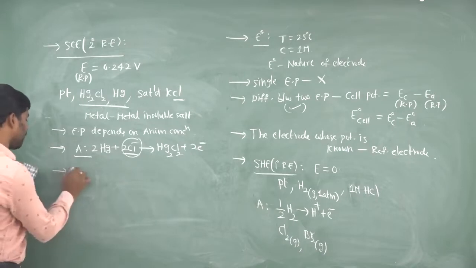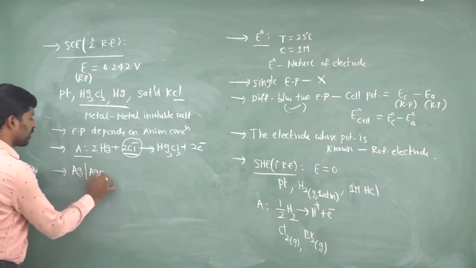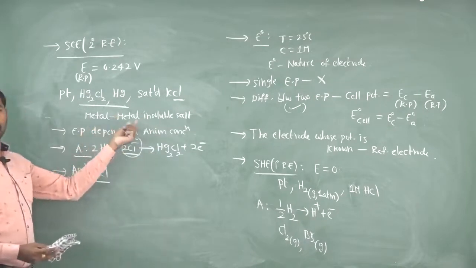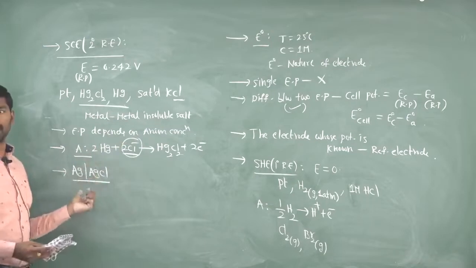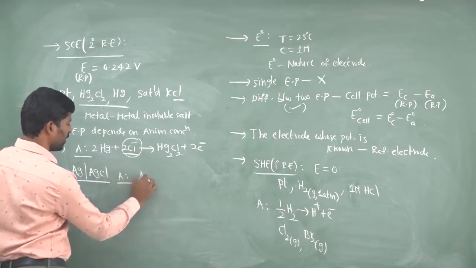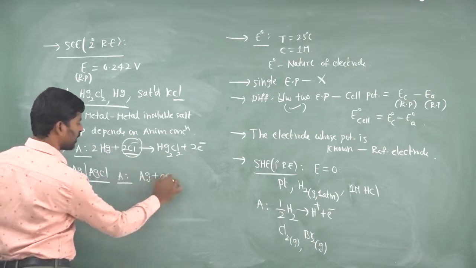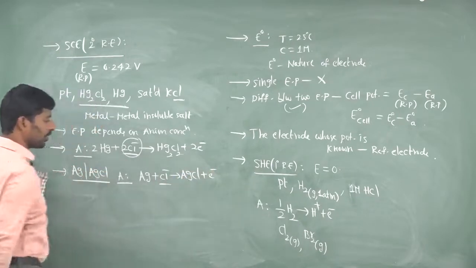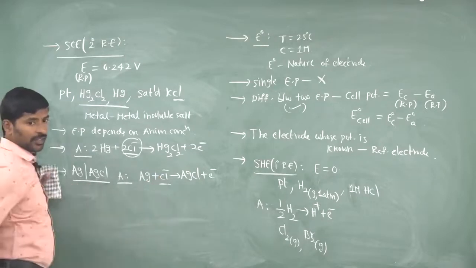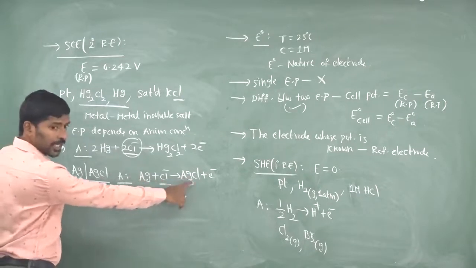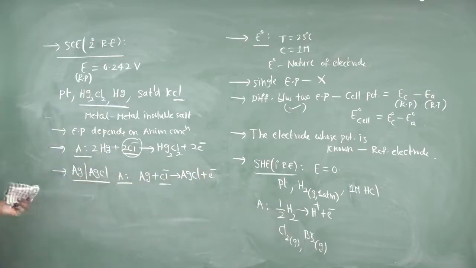Similarly, silver chloride is also an example of a metal insoluble salt electrode. Generally, metal insoluble salt electrodes can also be used as reference electrodes. If you take silver chloride at anode, the reaction is Ag plus Cl minus gives AgCl plus electron. Here also electrode potential depends on Cl minus ion concentration. If you take silver bromide, Ag plus Br minus gives AgBr plus electron, and so on.